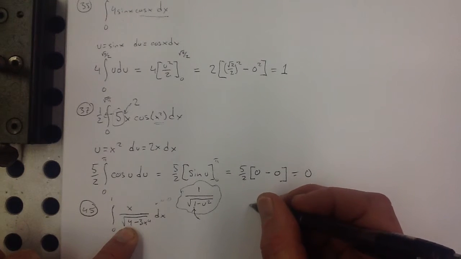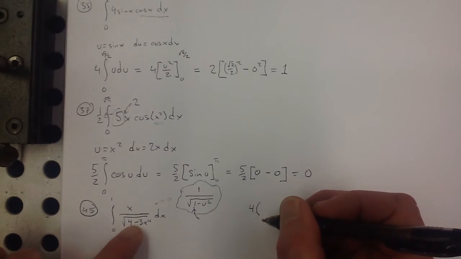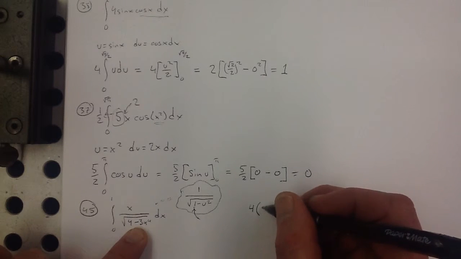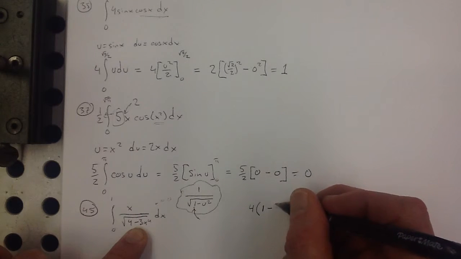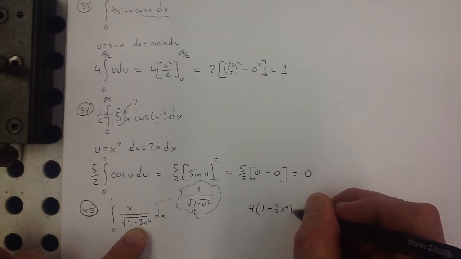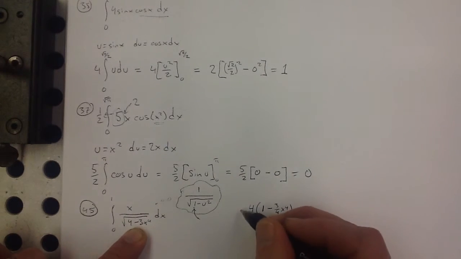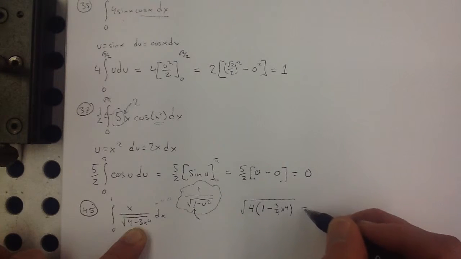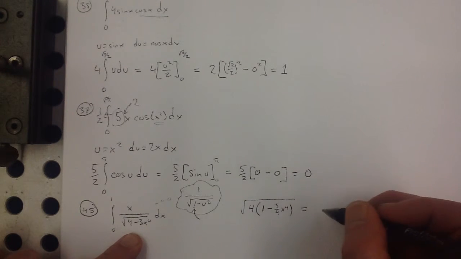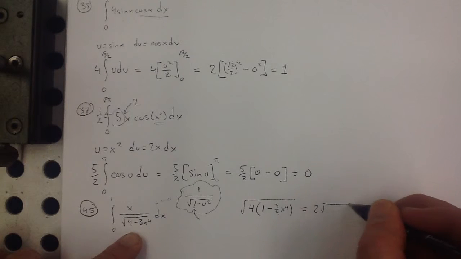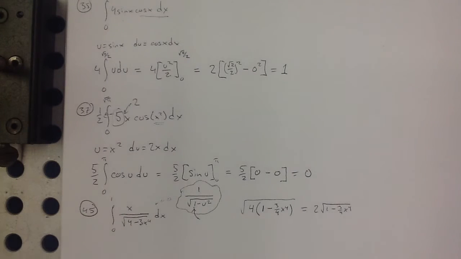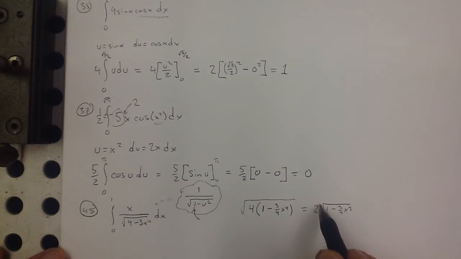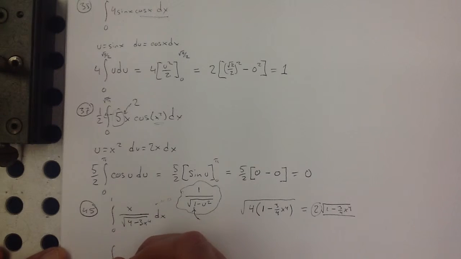So doing a little scratch work over here, if you factor a 4 out of 4 minus 3x to the fourth, it would become 1 minus 3/4 x to the fourth. Right? And if you put that all under a square root sign, like it is, then the square root of 4 is just 2 times the square root of 1 minus 3/4 x to the fourth. So that means a 2 would come out of here, leaving this behind. So that's the first thing I'm going to do.